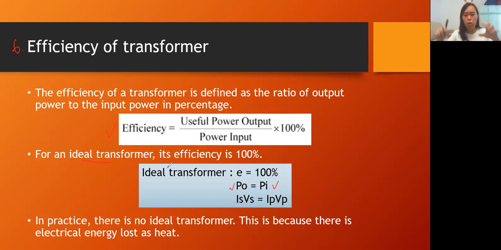Sometimes in the question, they will say about ideal transformer. Why? Because they are telling you that the power is the same. Just that one part the voltage is lower, one part the voltage is higher. Because it is a transformer, it helps you to step up or step down the voltage. But in practice, there is no ideal transformer. This is because there is electrical energy lost as heat. So in order for you to find efficiency, this is how you are going to do that.